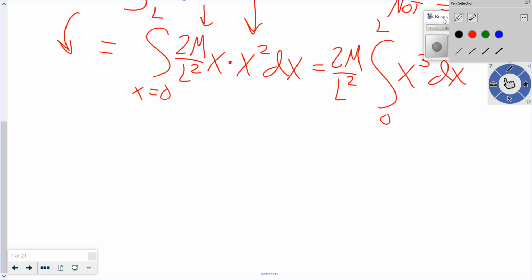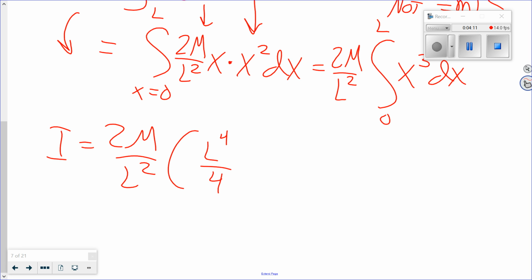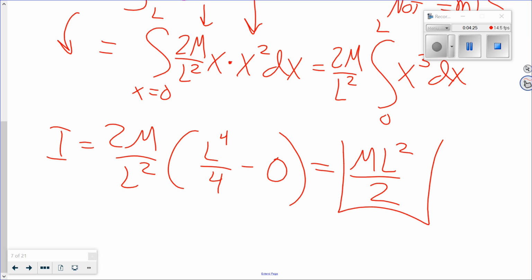Okay. So I've still got my constants, 2m over L squared. I integrate, and I should have L to the 4th power over 4 minus 0. Okay, and then I just distribute my stuff. I should have mL squared over 2. I showed it. I have the limits on my integral. As long as you're showing, you don't have any substitutions to do, and I factored out my constants just kind of showing off. You're allowed to do as many algebra steps in your head as you want.